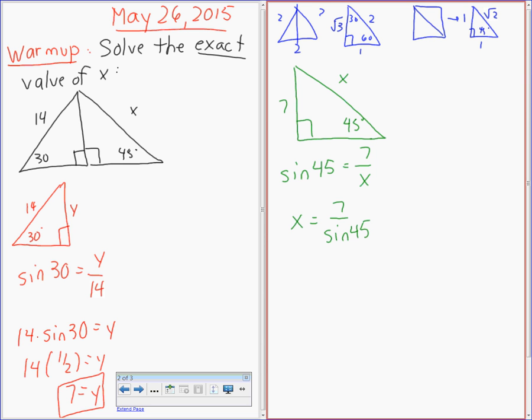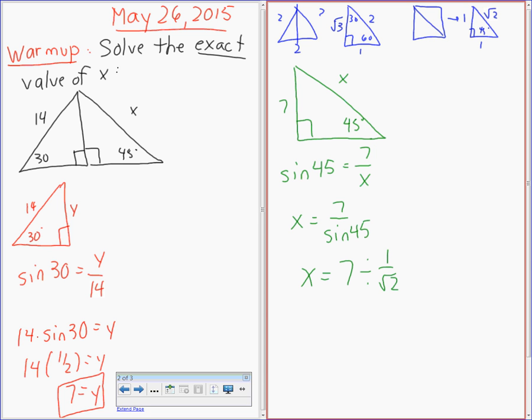Come on, please. Play along. What's sine 45? 1 over root 2. Yeah, 1 over root 2. So sine 45 is 1 divided by root 2. So I'm going to say x equals 7 divided by 1 over root 2.